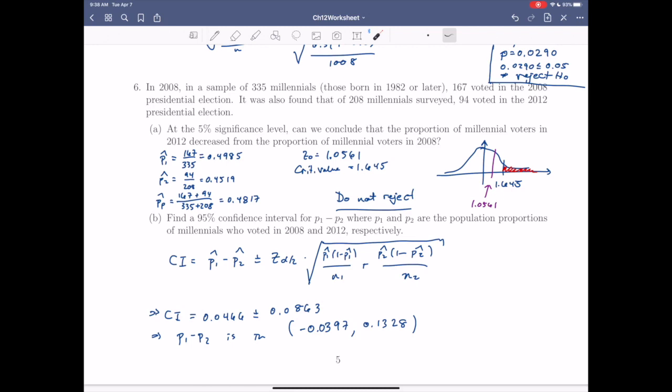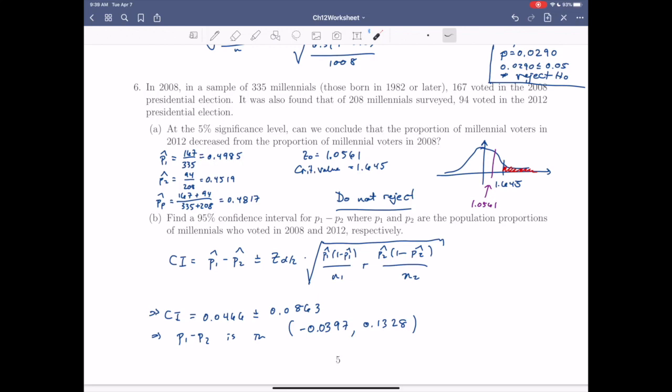But this is a really wide interval, right? We have a margin of error of almost 9%, say 0.63%. That's a really big margin of error. So as useful as these confidence intervals are, confidence intervals for two population proportions are not super useful. Okay, so they just don't get used too much.